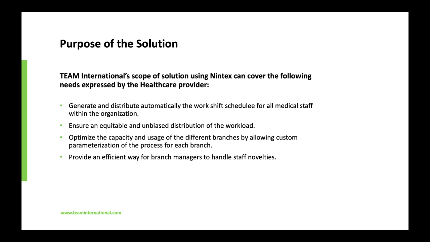Third, optimize the capacity and usage of the different branches. As you can imagine, each branch has a limited number of spaces, of offices, and locations with a set of defined specifications. So we also included in our solution those specifications and limitations for each branch, right? That's part of the configuration that is performed. And finally, provide an efficient way for branch managers to handle staff notice. As mentioned, if somebody gets sick or requires a PTO, remove that person from the schedule and recreate the schedule to adjust appropriately.